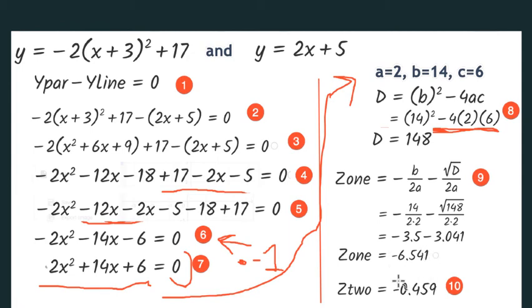So now, how would I get the other one? Well, it's going to be negative 3.5 plus 3.041. So you would just put that directly in your calculator. Negative 3.5 plus 3.041. And now we've got our two x values for intersection points.